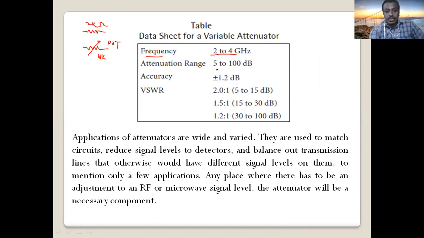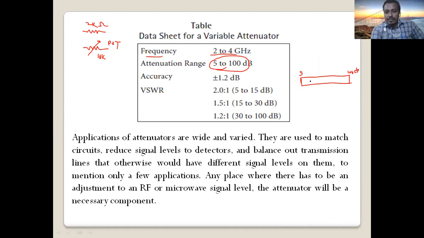So this attenuator is a variable type. You can adjust it from 5 minimum up to 100. It is an adjustable attenuator. Minimum you get 5 dB. Maximum you get 100.